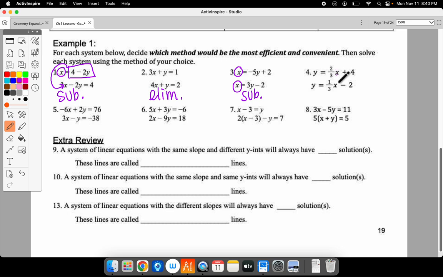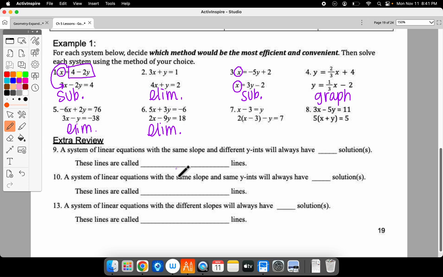Number 4, how many are solved? Both of them. Are your numbers small and easy to graph? Yeah. So I would graph it. You got your slope, you have your y-intercept, and you have your rise over run. That's easy to graph. Okay, on number 5, how many are solved? None of them. So I would do elimination here. They're both in standard form. Number 6, how many are solved? None of them. They're both in standard form, so I would do elimination.